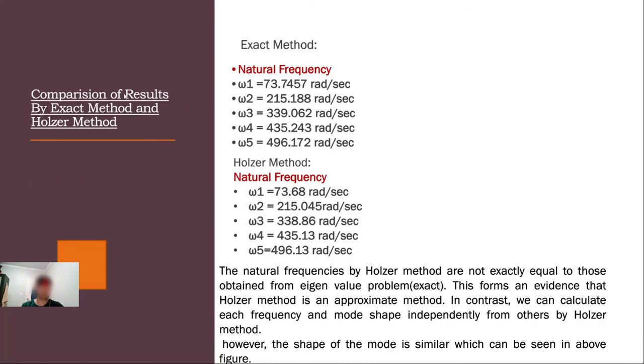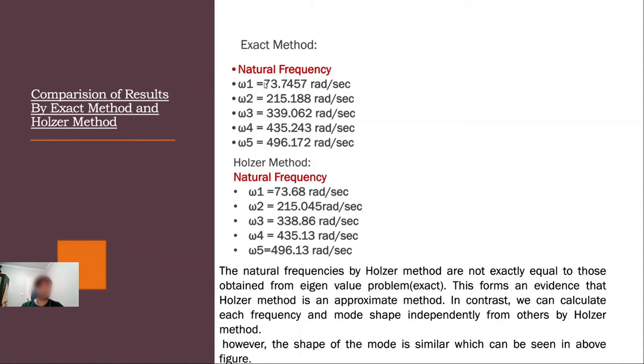Finally, the comparison of results by the exact method and the Holzer method is shown here. For the exact method, the natural frequency omega 1 is 73.7457 radian per second, whereas for the Holzer method, omega 1 is 73.68, which is slightly different. As you can see here, omega 1 to omega 5 are slightly different between the exact method and the Holzer method. The natural frequencies by the Holzer method are not exactly the same as those obtained from the eigenvalue program.